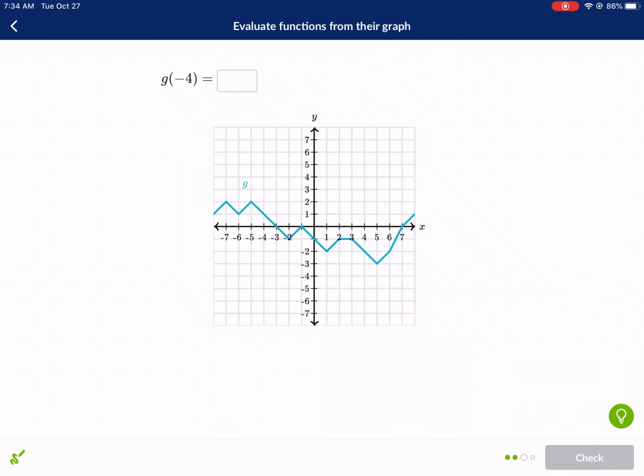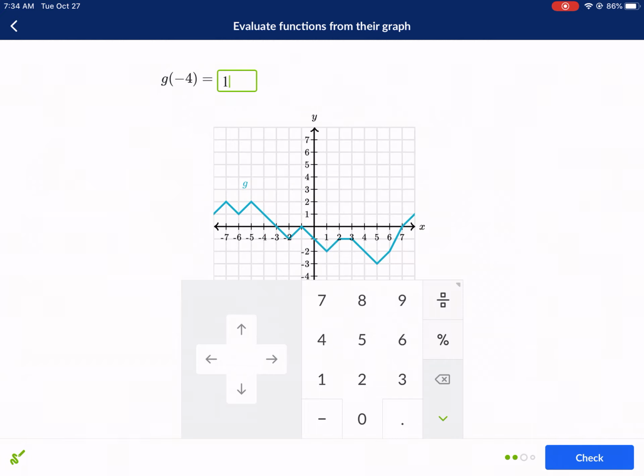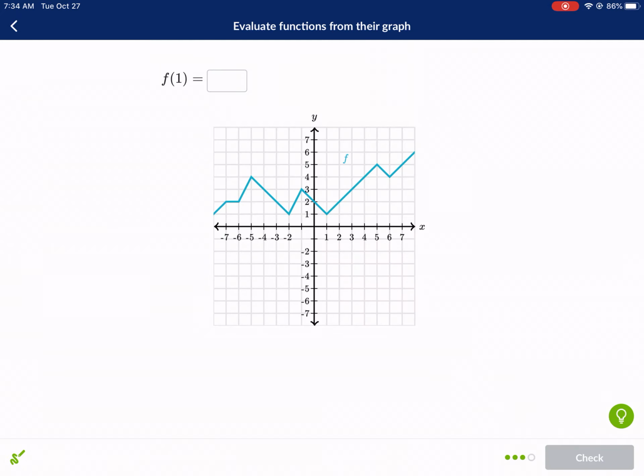Two more to go. g of -4. Okay, same deal here. We have our g graph. We're going to look for the value at -4. That's our x value. We go over to -4, and we look at the corresponding y value. So we see the y value is at 1. This is the point -4, 1. So we're going to plug in 1 for y, and we get our answer.